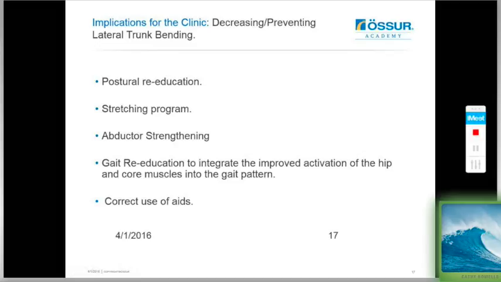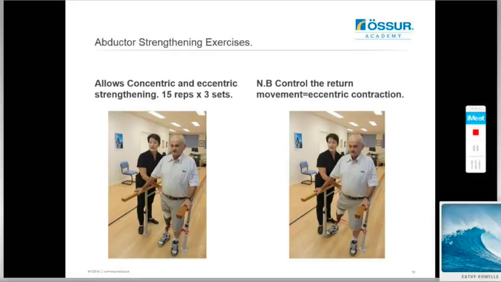And that's the point of today's webinar, looking at the implications for the clinic in decreasing or preventing lateral trunk bending in amputee gait. The things that we'll be going through are postural re-education, looking at stretching of shortened muscles, abductor strengthening is a very important one, and looking at how we're doing our gait re-education to integrate improved activation of the hip and core muscles into the gait pattern and using our correct aids properly.